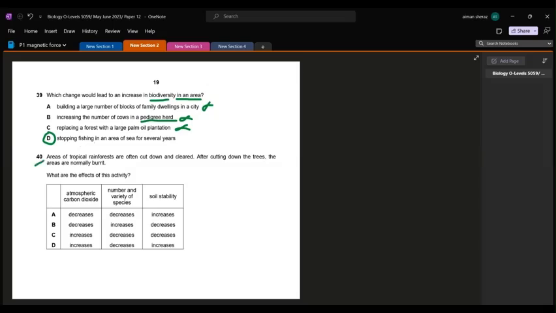Question number 40. Areas of tropical rainforest are often cut down and cleared. After cutting down the trees, the areas are normally burned. What are the effects of these activities? So, whenever you burn, there is obviously going to be an increase in carbon dioxide, so C or D. When you cut down the trees, the number and variety of species will decrease. That's what we talked here as well in question number 39. So C is the answer. And even the soil stability, if you cut down all the trees, you wash them out, then the soil stability will decrease and all over the environment will be affected.